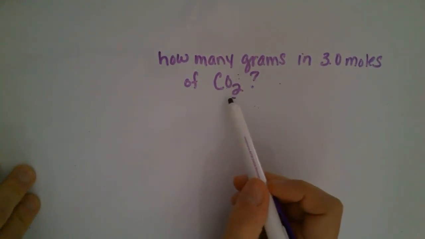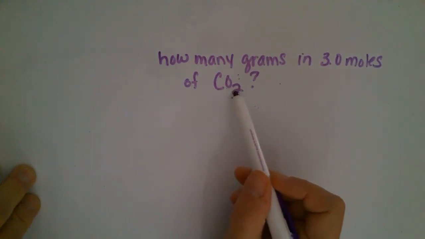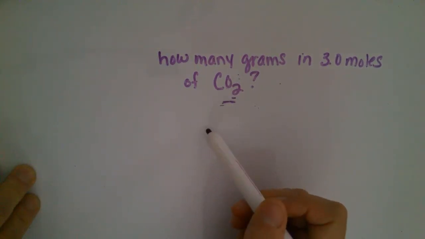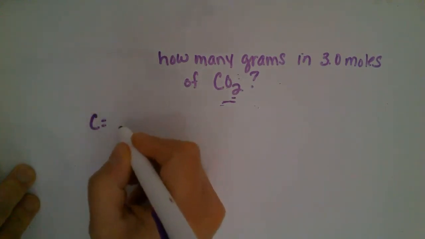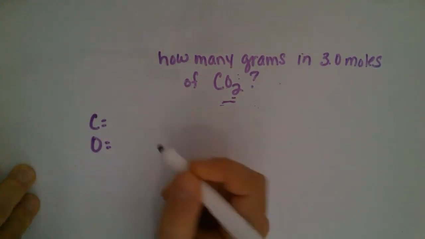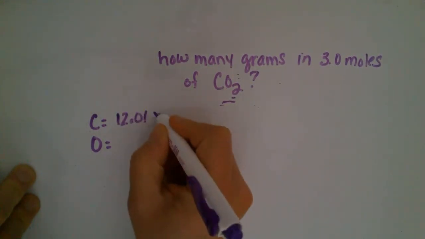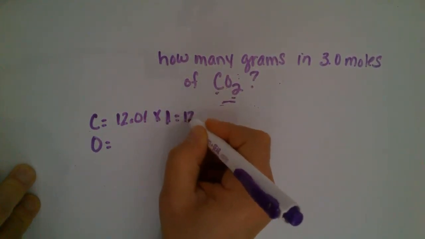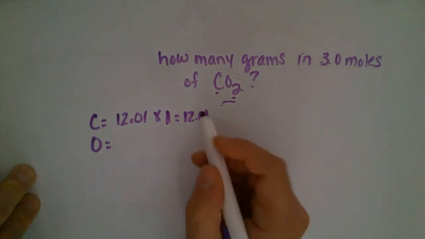Okay, so instead of now just 1 single element, we have a compound. 1 carbon dioxide is 1 carbon and 2 oxygens. So the first thing we need to do is figure out the molar mass of carbon dioxide. And that's easy. You're going to find the mass of all the carbons and the mass of all the oxygens. So we know carbon has a mass of 12.01 and carbon dioxide has 1 carbon in it. So there's 12.01 grams of carbon in that.